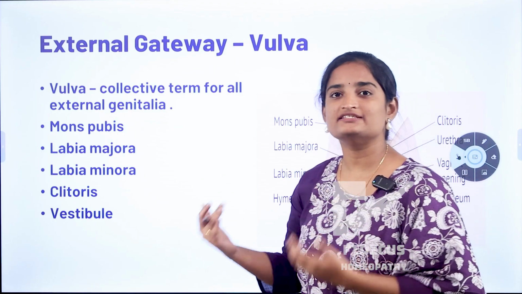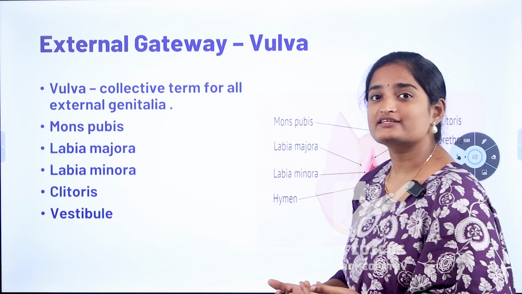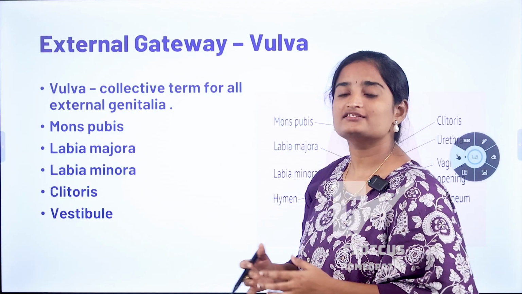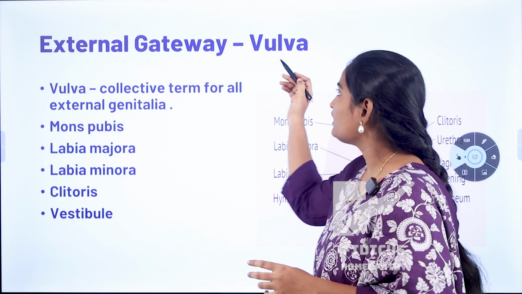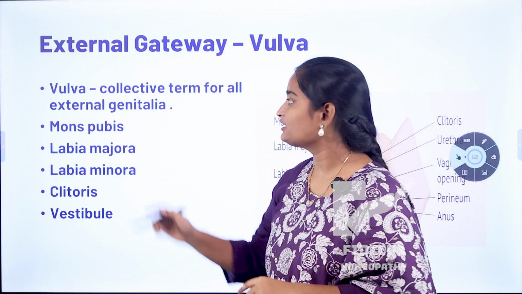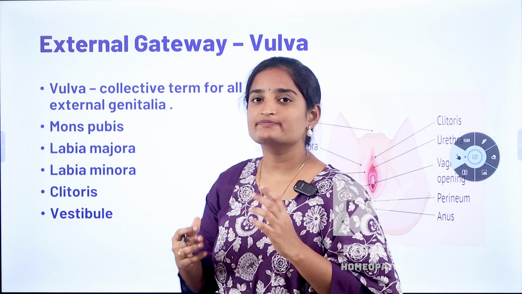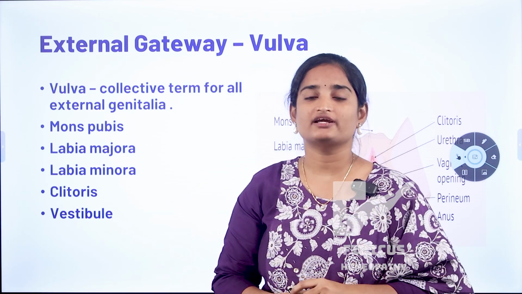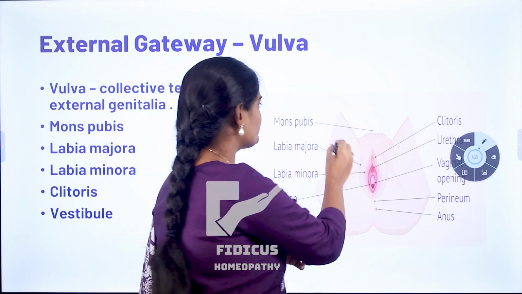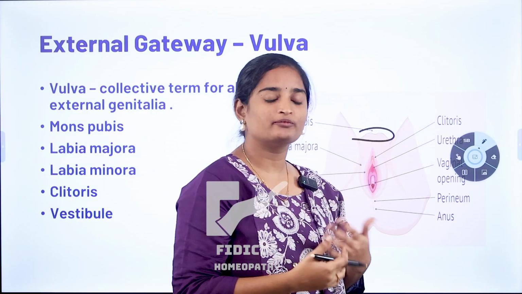Now coming to the external genitalia, or external gateway. We call the external genitalia the external gateway. All the structures of the external genitalia are called the vulva. The vulva constitutes external structures like the mons pubis, labia majora, labia minora, clitoris and vestibule. The mons pubis is nothing but a fatty tissue area in the pubic region. This is the mons pubis. This region is entirely covered with hair during the puberty period.